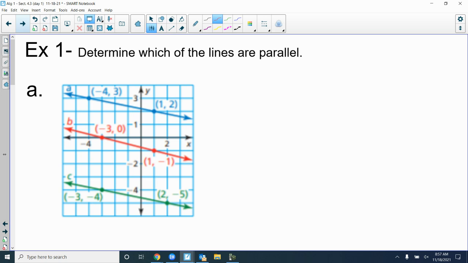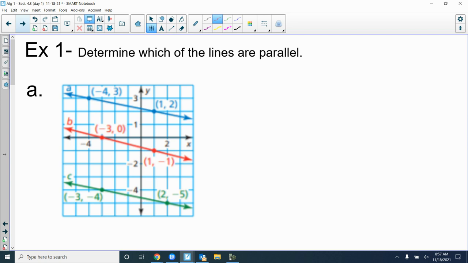You have this figure here. Which of the lines are parallel? You have to find the slope for the lines to see. You can't just look. I want you to list what the exact slope is. Now, you can count boxes here.